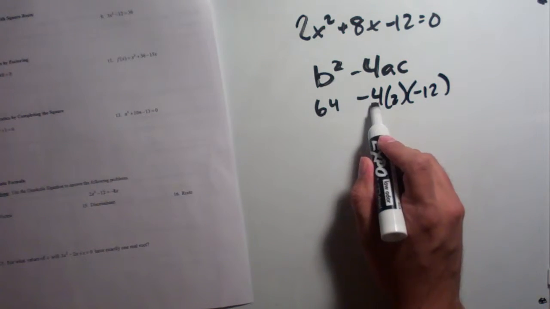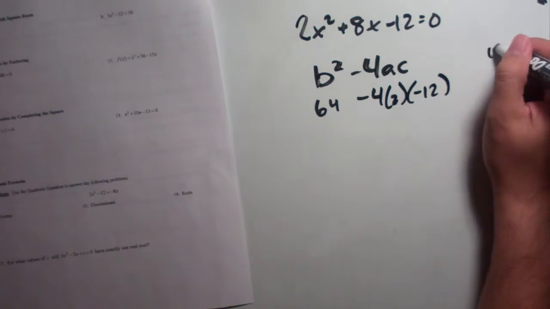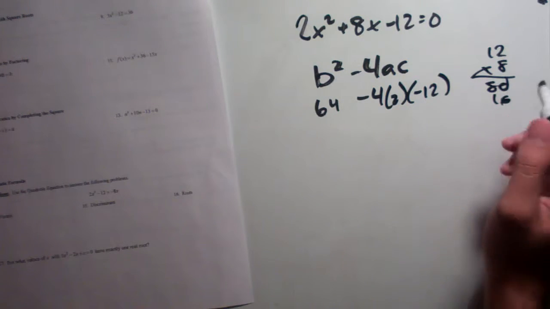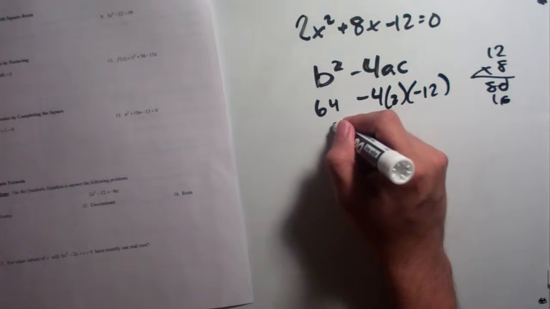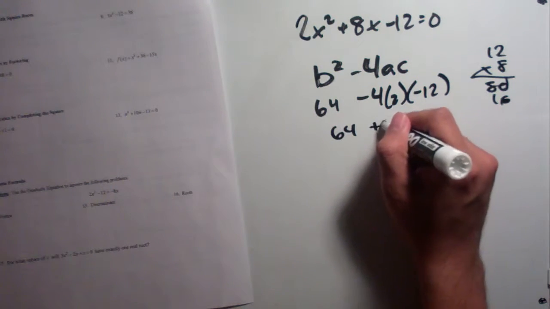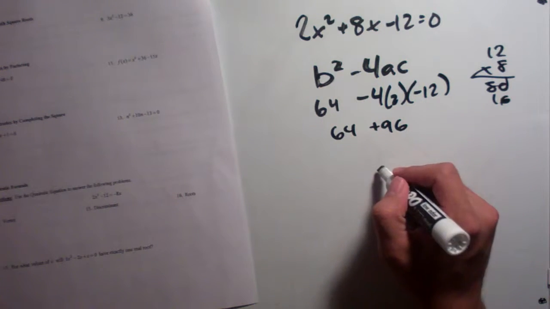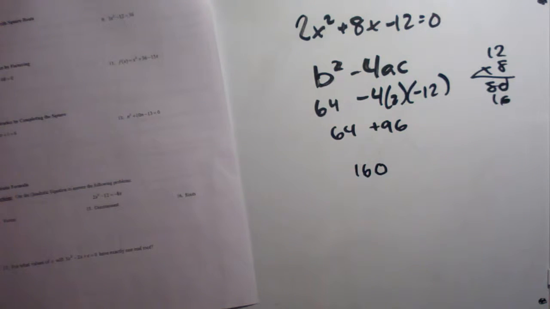Okay, this will be negative 8, and negative 8 times a negative 12. Just gotta make sure. This will be 80, 16. It should be 96. So, oops, positive 96. So we're gonna have 64 plus 96. Hopefully I did that right. I think I did. So adding this, we're going to get 160.